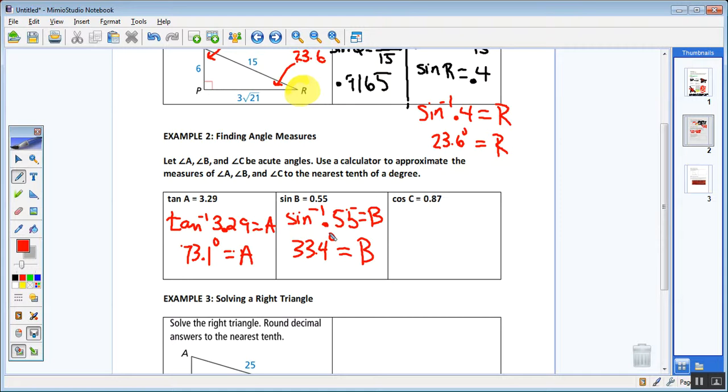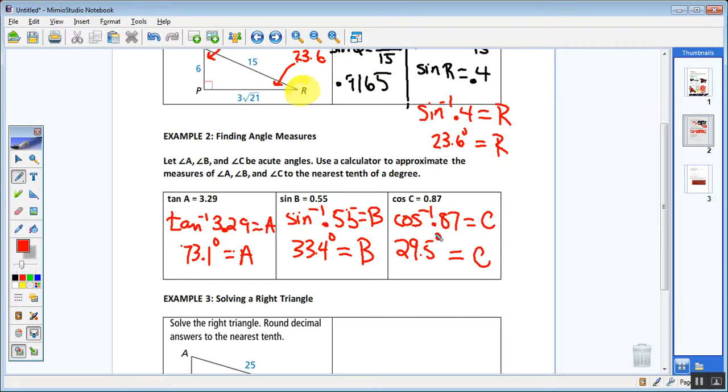Somebody talk me through the last one. I know that the cosine of angle C is 0.87. The cosine ratio of angle C is 0.87. How do I use that information to find the measure of angle C? Inverse cosine. So then 0.87, and what's that going to equal? 29.5. Run that by me one more time so everybody hears you, Grace. 29.5 degrees.